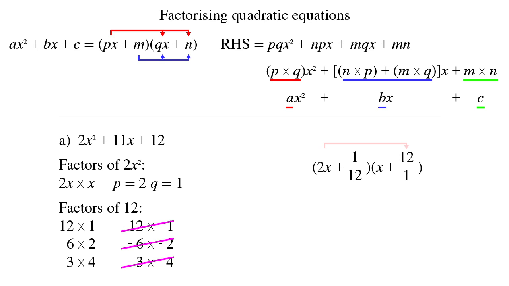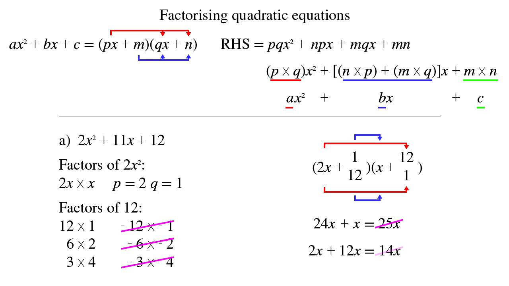So I'm going to look at 2x times 12, which is 24x, plus 1 times x, which is x. Add those together and we get 25x, which isn't the correct middle term, so it's not the right factorisation. What about our second choice? What middle term do we get from that? Well, 2x times 1 gives us 2x, and 12 times x, that's 12x. Added together, this gives us 14x, which, again, is not the right factorisation, so we can rule out 12 times 1. Let's carry on trying.